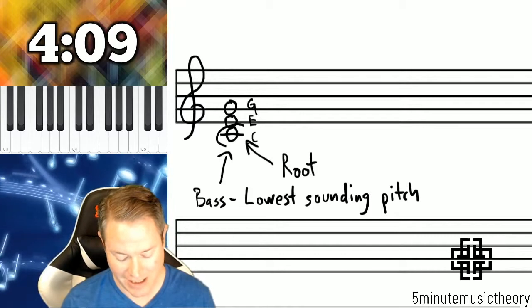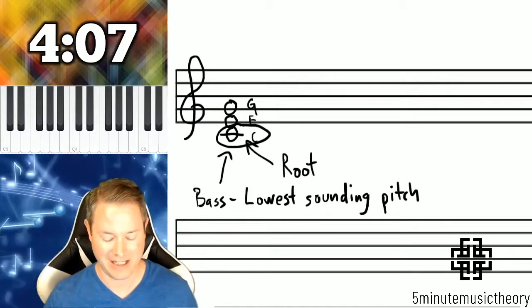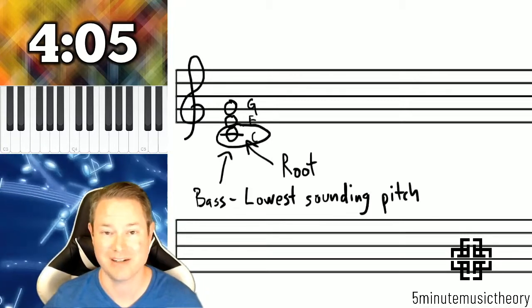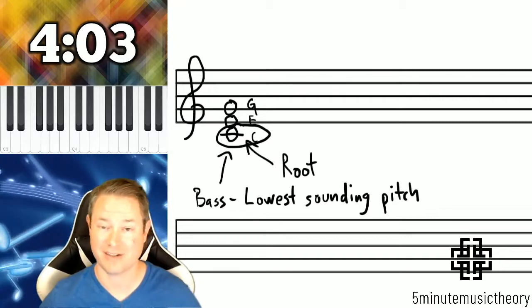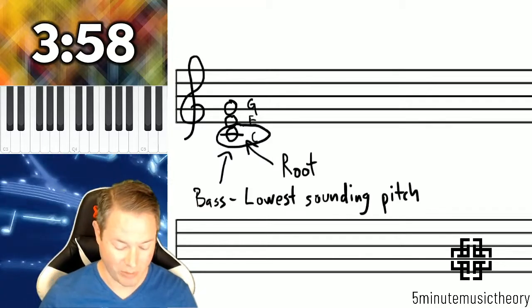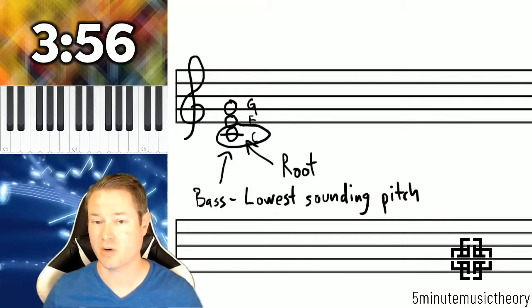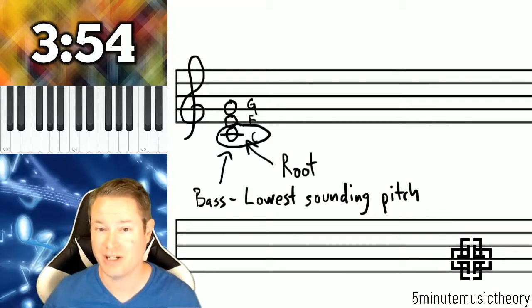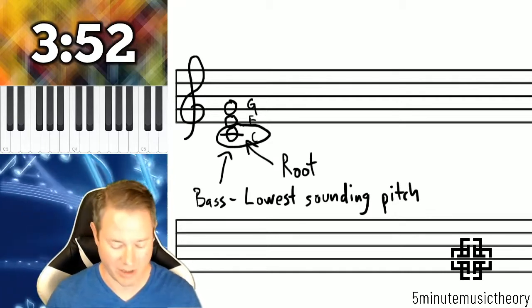Now in this setting, the way that I have it on this staff, the C is both the root and the bass. That's not always going to be the case. The C could be in a different part of the chord and not be the lowest sounding pitch. It wouldn't change the chord because the chord would still consist of the same group of pitches, but the C would no longer be on the bottom.